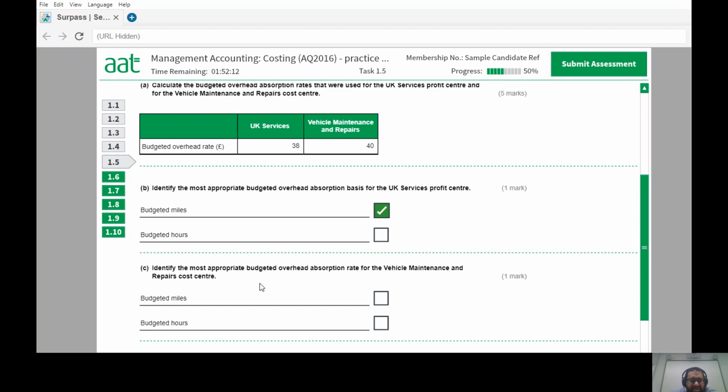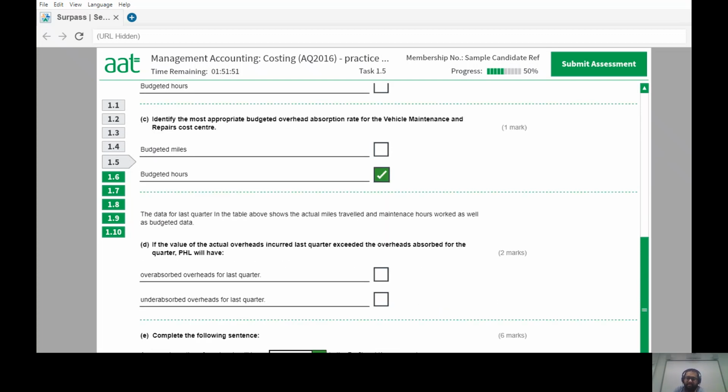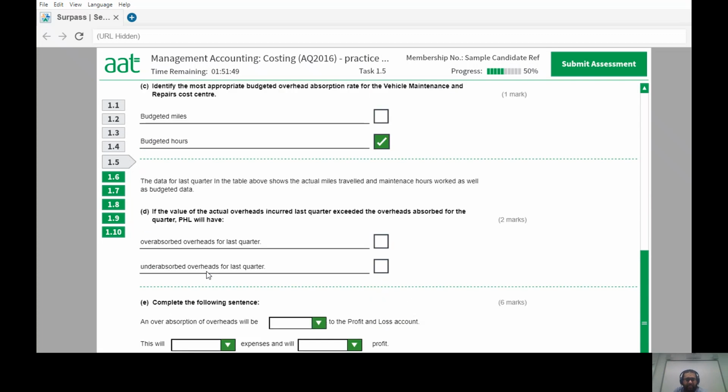Identify the most appropriate budgeted overheads for maintenance and the repairs. Of course, that's going to be for hours, because this is not going to be generating too many miles when you're looking at the repairs and maintenance, because it depends on how many hours the engineer is working in the workshop there. Okay, so that will be the most appropriate answer. So let's go further down.